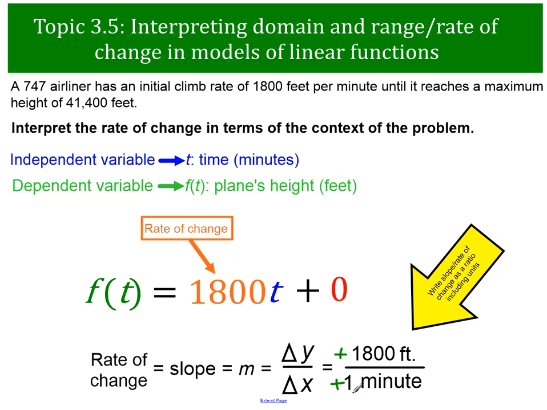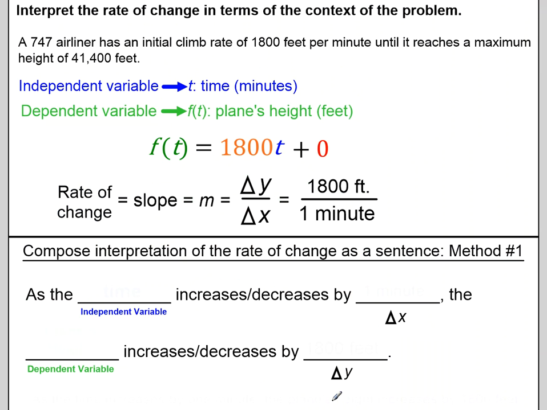So you want to basically write a sentence about this, and I'm going to give you two ways to write a sentence. The first is this. You can use this shell, which is on the bottom of the slide here. This we've seen above, basically 1,800 feet over 1 minute, written as a ratio. You can take any contextual situation that is represented by a function, and say as the independent variable increases or decreases by whatever delta x is, including units, the dependent variable increases or decreases by whatever delta y is, including the units.